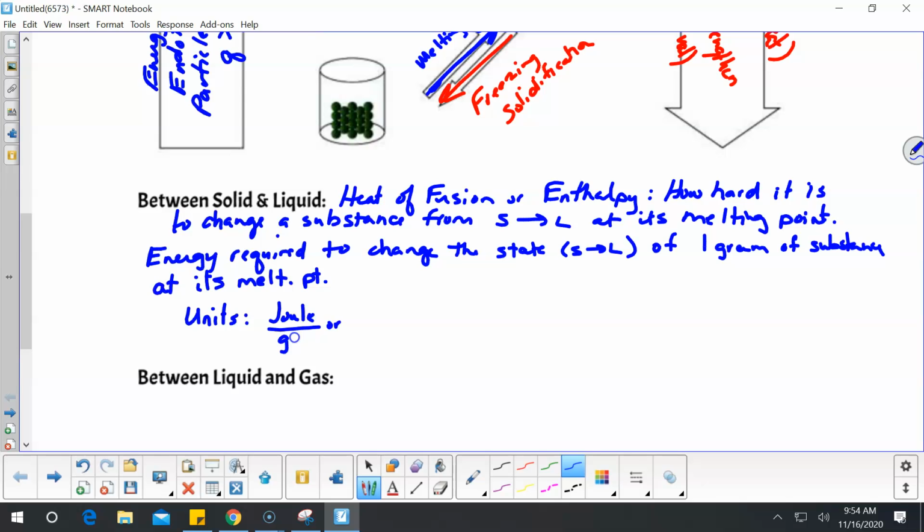Now, sometimes in chemistry, rather than talking about grams, we like to relate it to moles. It could also be a joule per mole, because sometimes we deal with a larger mass and they like to use moles instead.